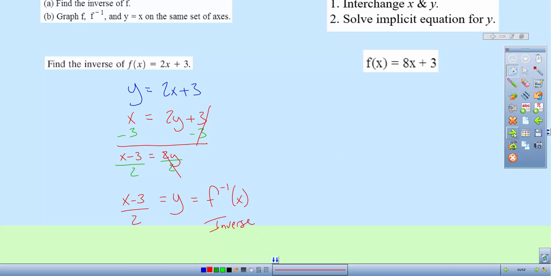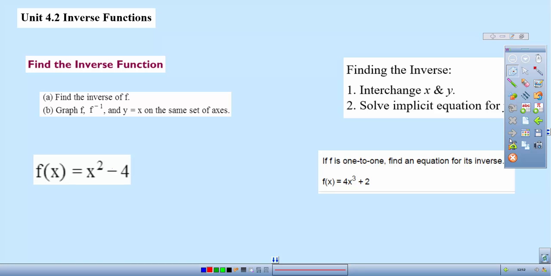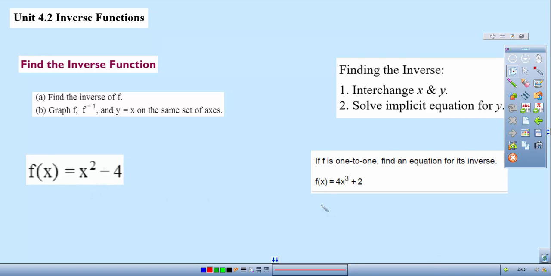Let's take a look at finding the inverse of maybe a quadratic or a cubic function. So let's do this one instead, and you can see that this one is worked very similarly. Alright, so same process. We reestablish this is y equals 4x cubed plus 2. We switch our x and our y, so now it becomes x equals 4y cubed plus 2.